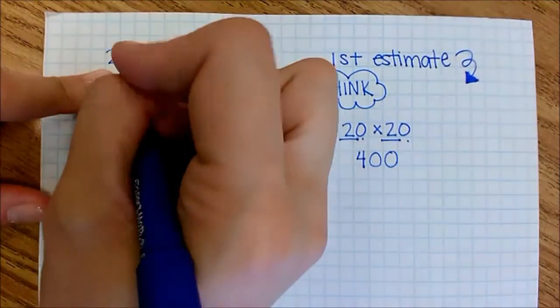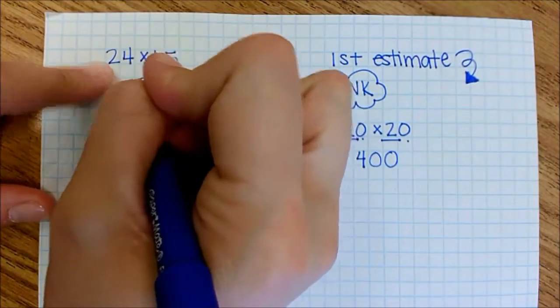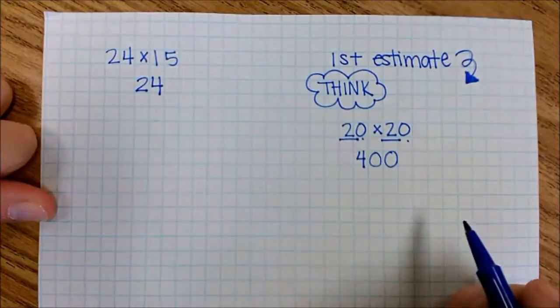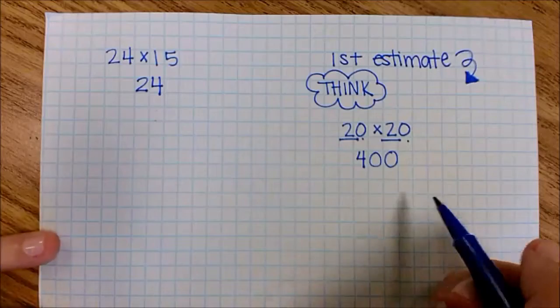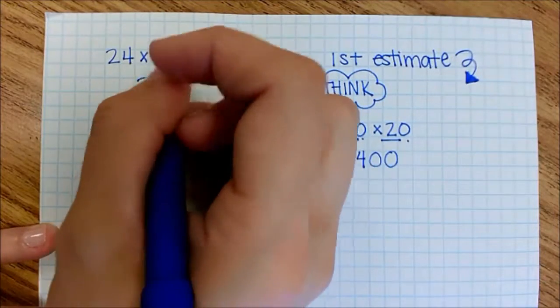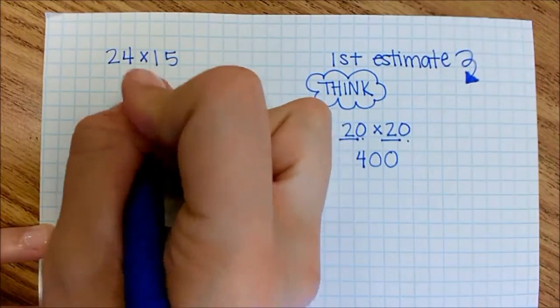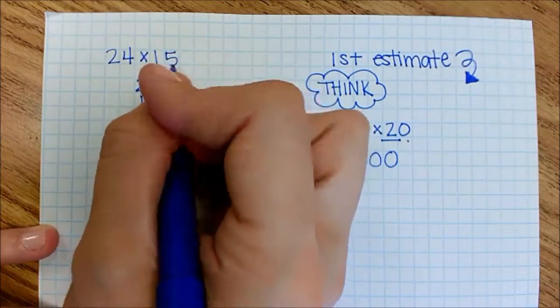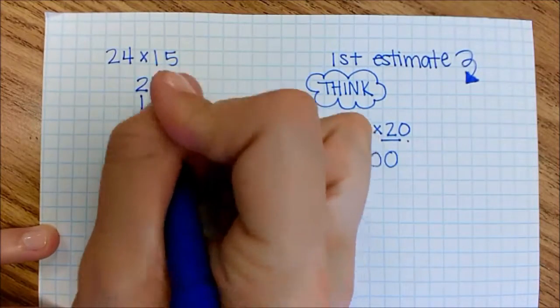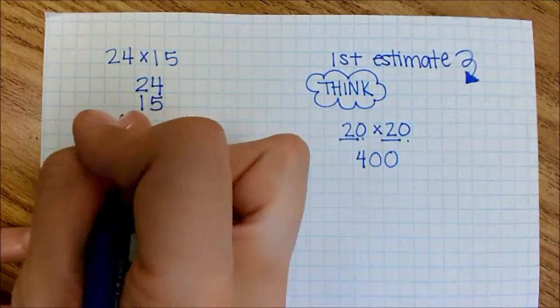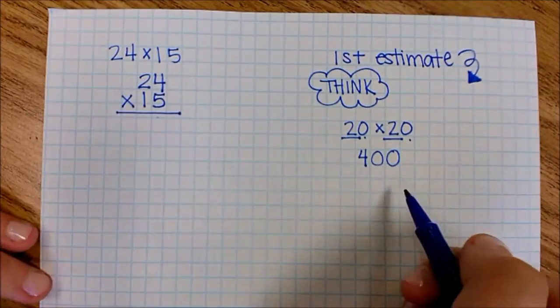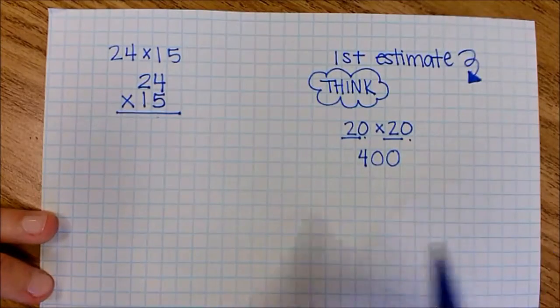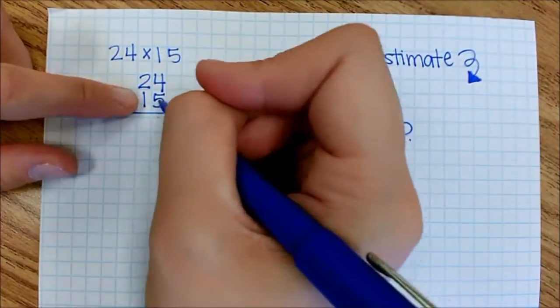So let's set up my problem. The 2 gets its own box. The 4 gets its own box. I keep them in their own boxes to keep it organized. Now I'm going to do the same thing to the 15. The 1 is going to go right below the 2 in the tens place value, and the 5 is going to go right below the 4 in the ones place value. I draw my line and my multiplication symbol, and I'm going to do the exact same thing that I did for the problem before. So I'm going to start with the ones place value.